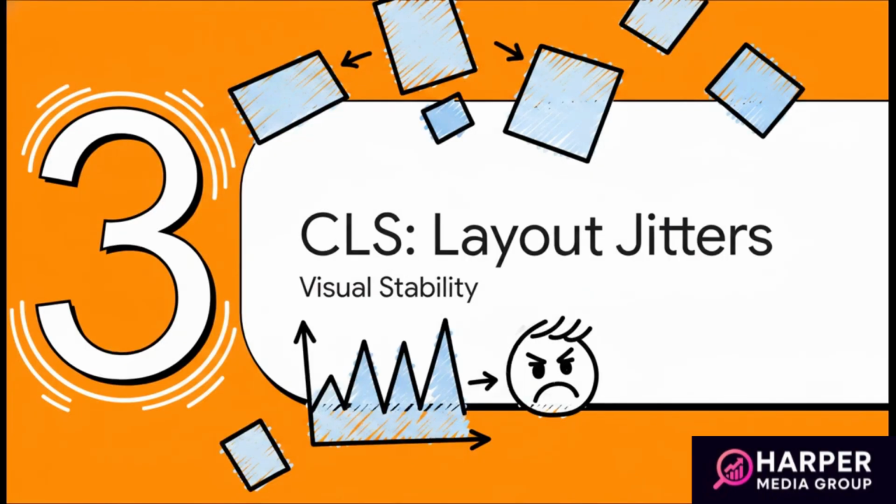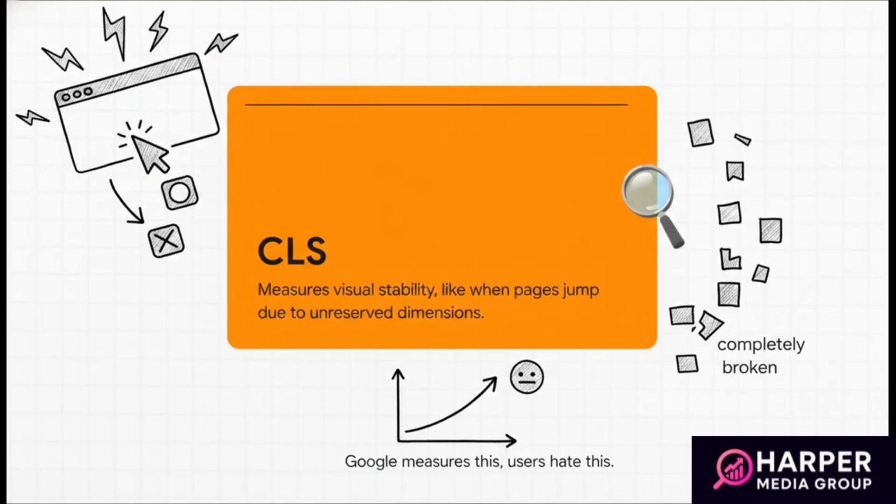All right, on to Section 3, CLS, or as I affectionately call it, the layout jitters. We have all been there, right? It's incredibly frustrating. You're reading an article, you go to click a link or a button, and bam, the whole page jumps down and you accidentally click on an ad instead. This happens because the browser had absolutely zero space reserved for an image or an ad unit that finally decided to load late in the game. Google measures this, users absolutely hate it, and it makes the site feel completely broken.